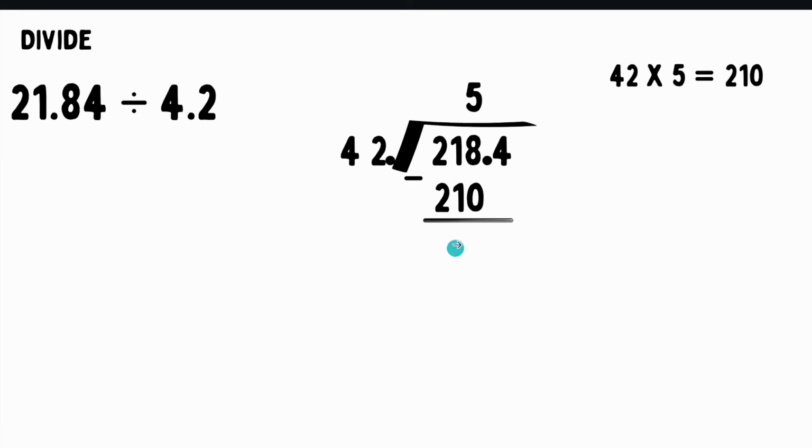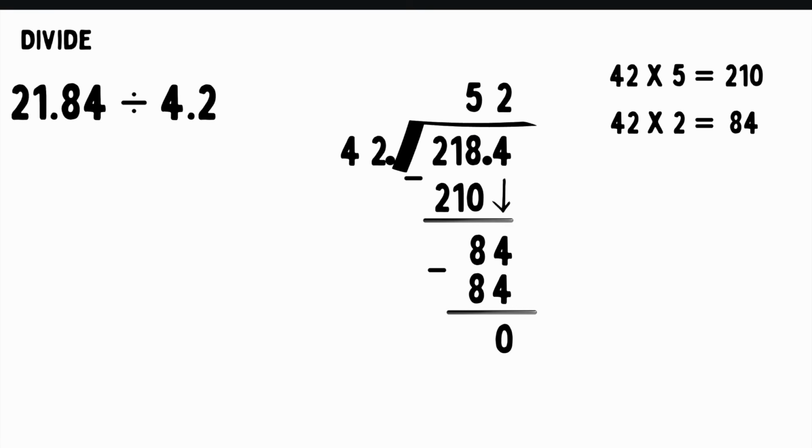Let's subtract. We still have 8. Let's bring down what we still have. 84. Let's think. 42 times what is 84? I think it's 2. I know that 40 times 2 is 80, and 2 times 2 is 4. So that will be 84. 42 times 2 is 84. Let's subtract. We have a remainder of 0.